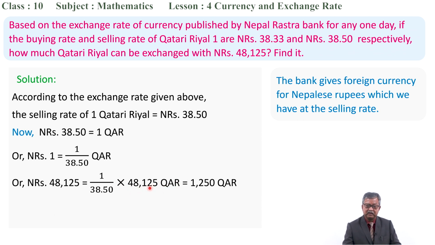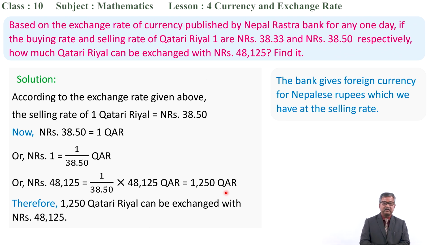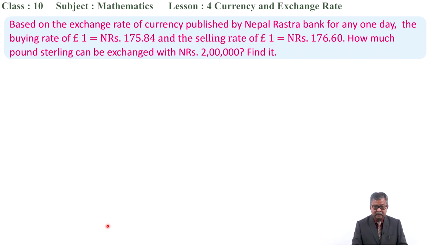And this is 48,125 divided by 38.50, by using a calculator. You can use the calculator also. I used the calculator, then I got 1,250. So this is the Qatari Riyal. It means we can exchange 48,125 Nepali rupees with 1,250 Qatari Riyal. So 1,250 Qatari Riyal can be exchanged with Nepalese rupees 48,125. Okay.